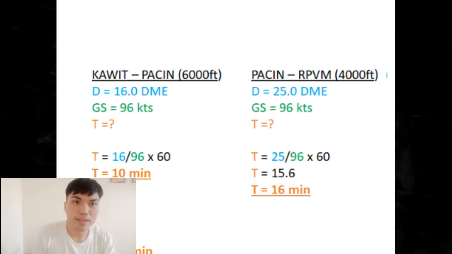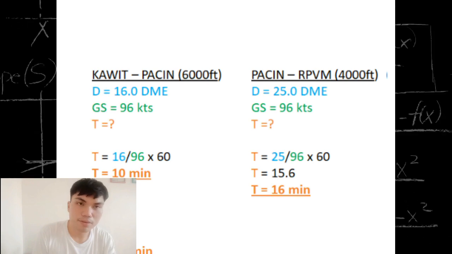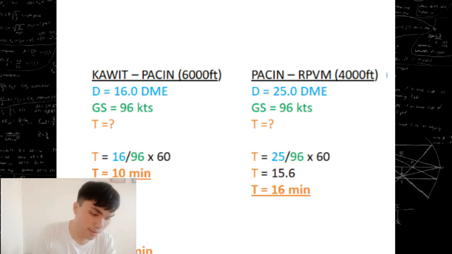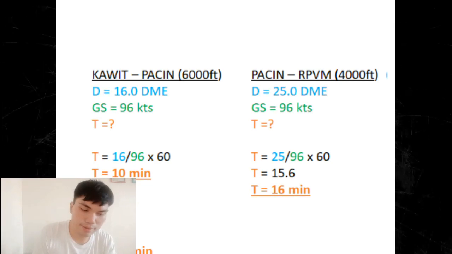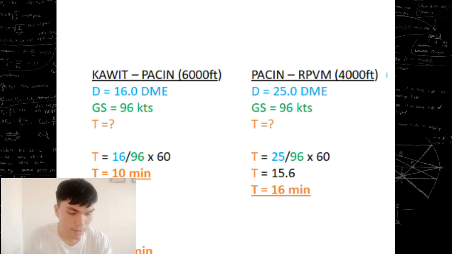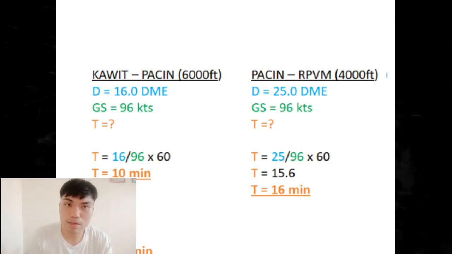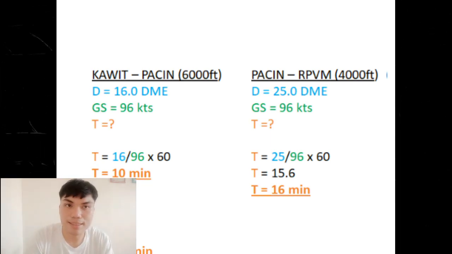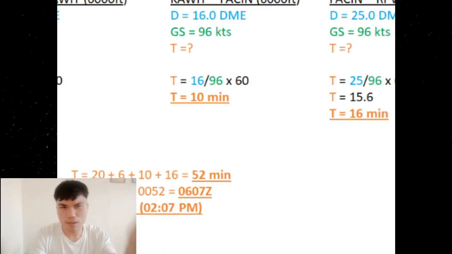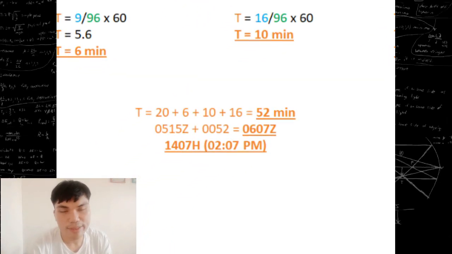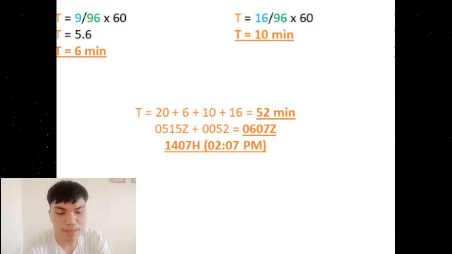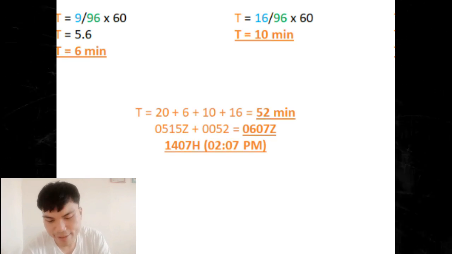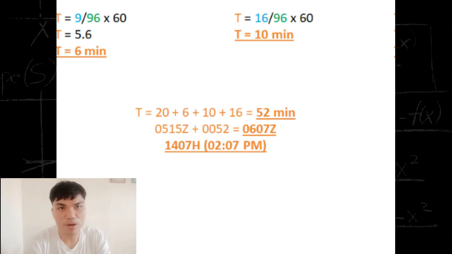The distance is 25 DME. Ground speed is 96 knots. Time is unknown, so we're gonna equate 25 divided by 96 times 60. The time is equal to 15.6, so I round it up again, that's 16 minutes instead of 15 minutes. So totaling overall, 20 plus 6 plus 10 plus 16 minutes is equal to 52 minutes. That is the estimated time of arrival.